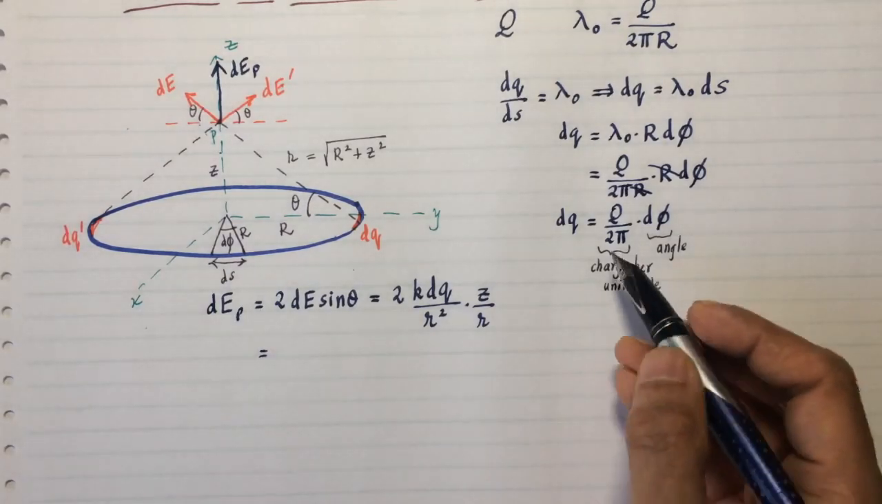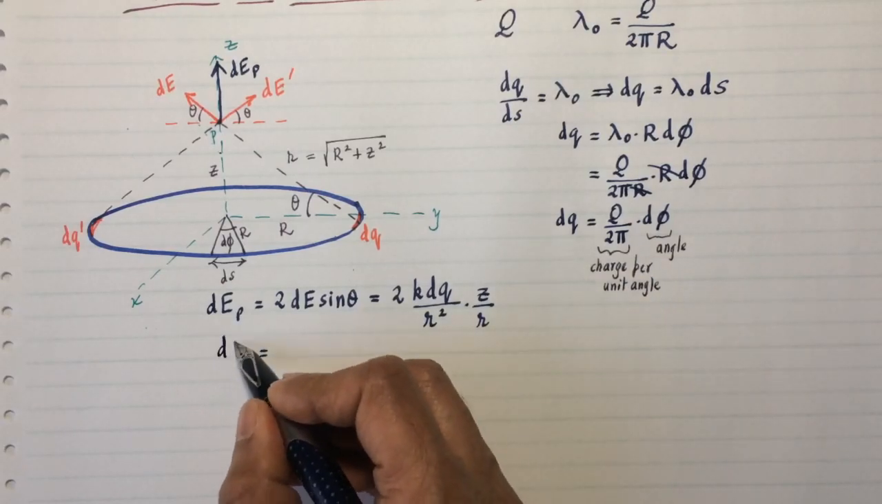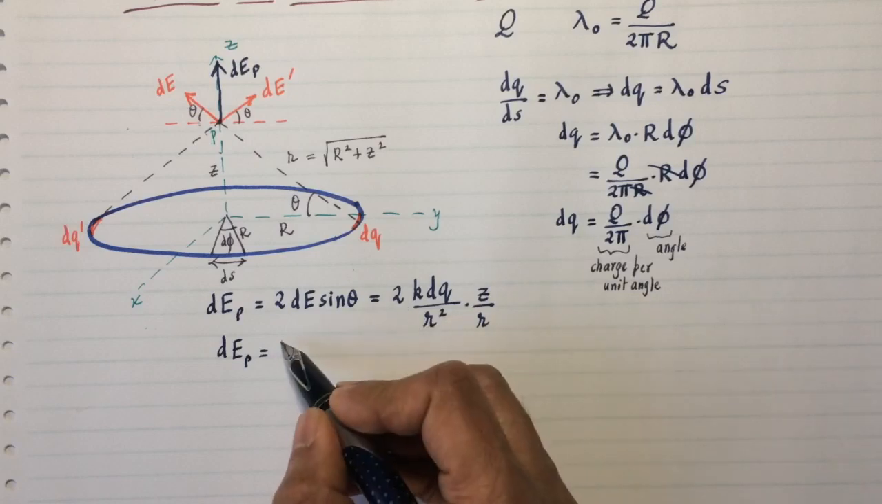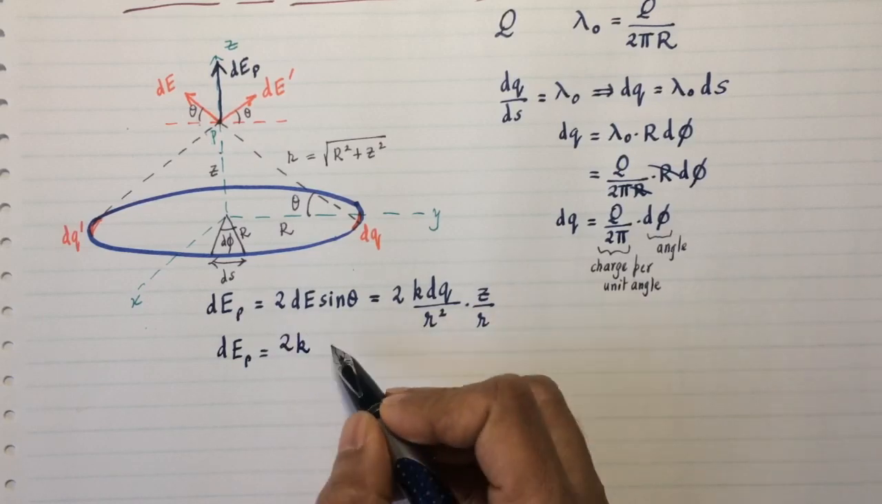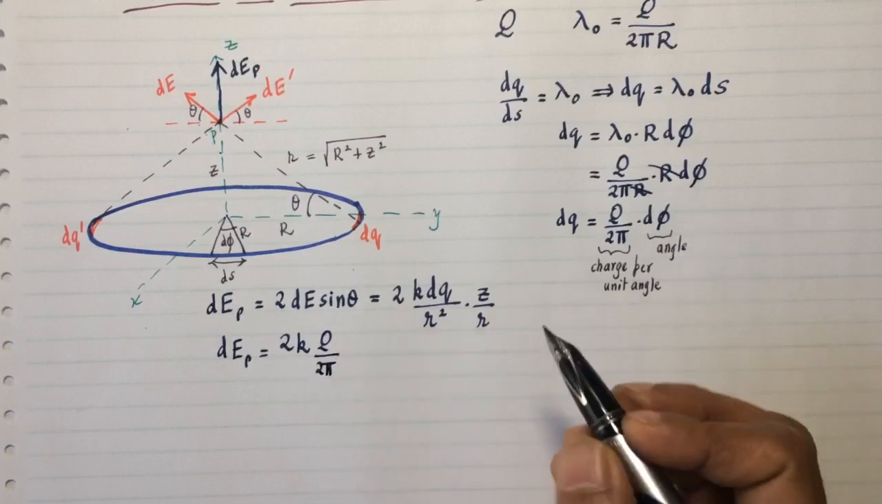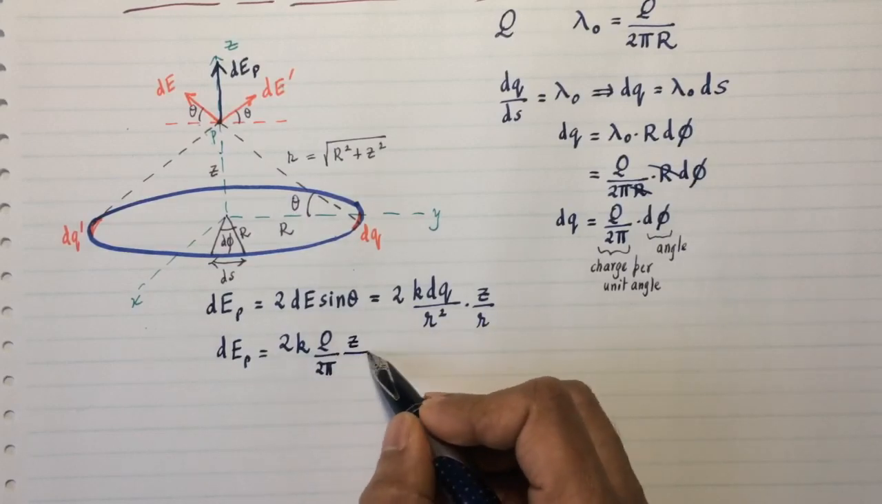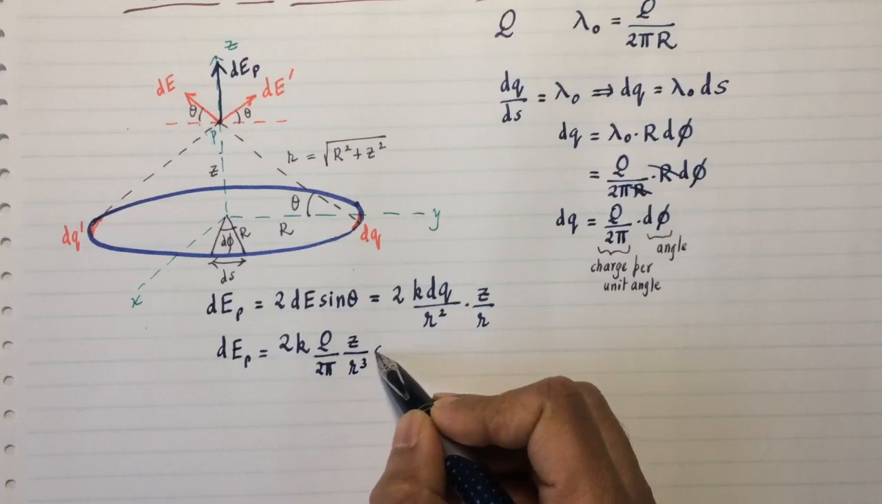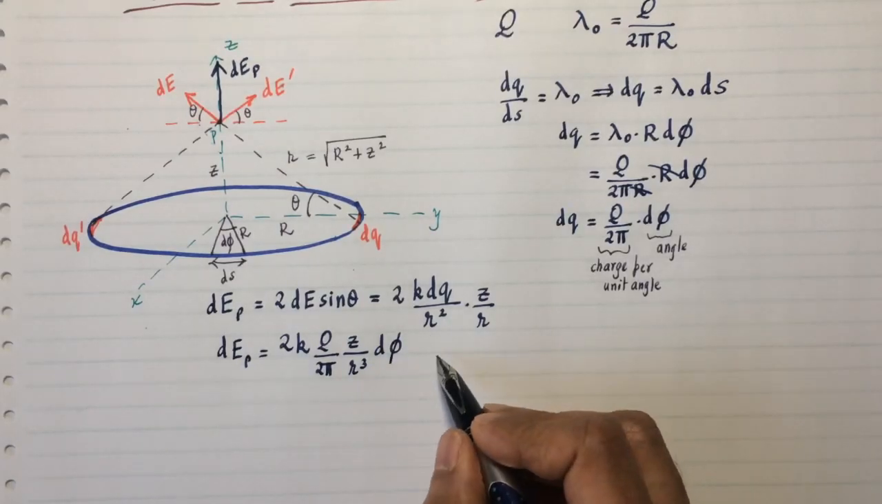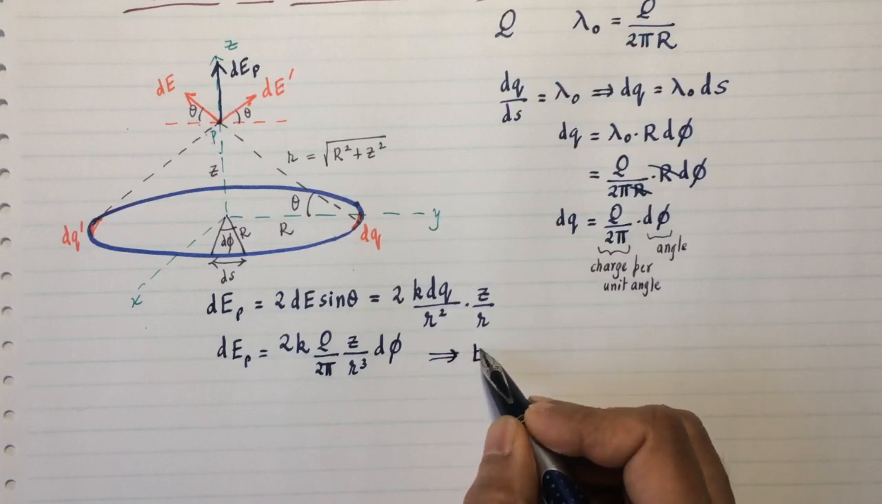Anyway, let's substitute everything in here. I'll get dEP equals 2 times k q over 2 pi z over r cubed d phi. If you integrate it, you will get the full electric field.